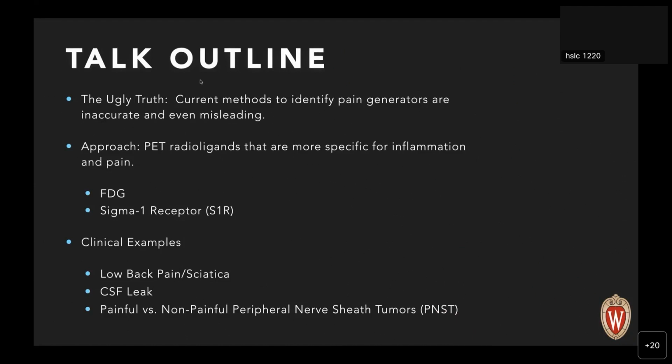An important clinical question that people have asked us is, can we distinguish painful peripheral nerve sheath tumors from non-painful ones? That would, of course, improve the outcomes of these patients undergoing surgery for the removal of those tumors.